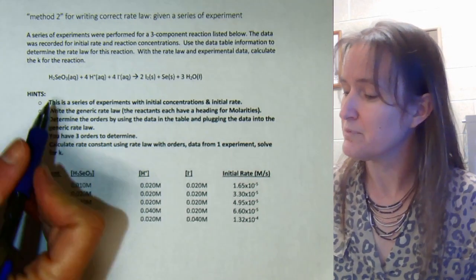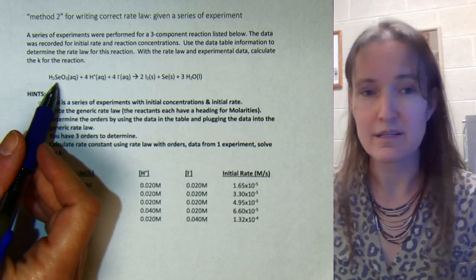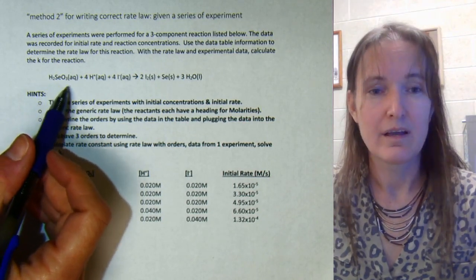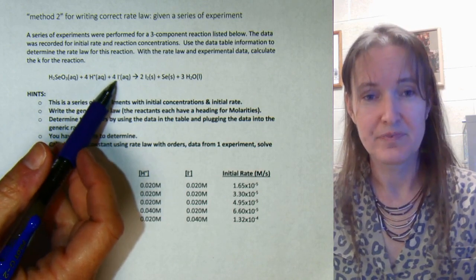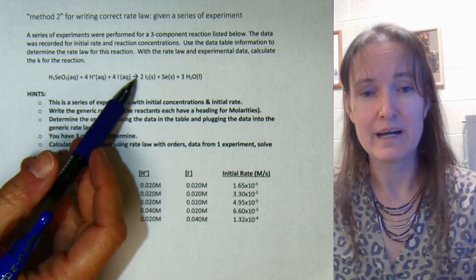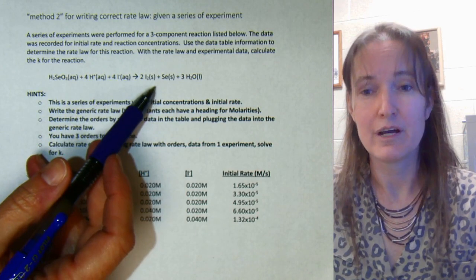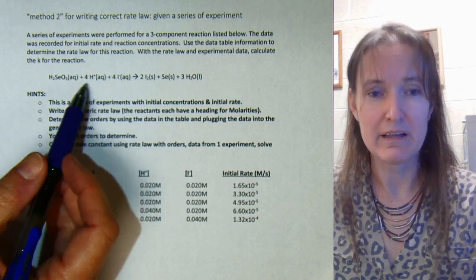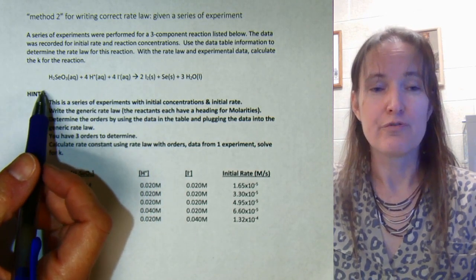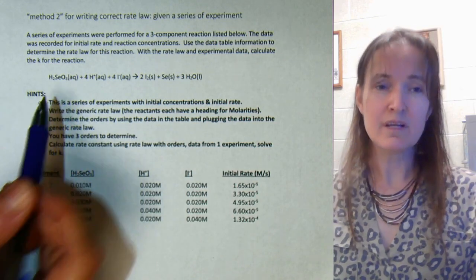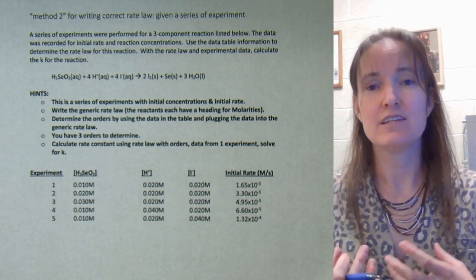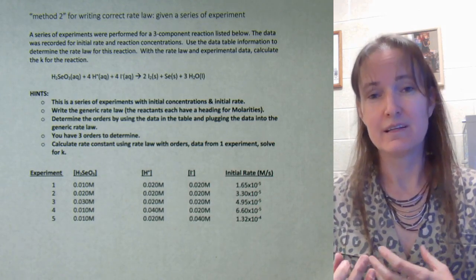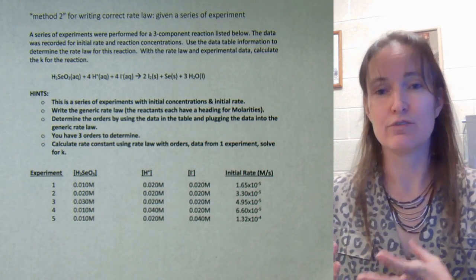And so the 3 components are H2SeO3, and then hydrogen ions and iodide ions. And they react together to make iodine, selenium, and water. So here we have the balanced reaction. So for a rate law, it is how the reactants react at a certain pace that leads to a certain rate for a reaction.